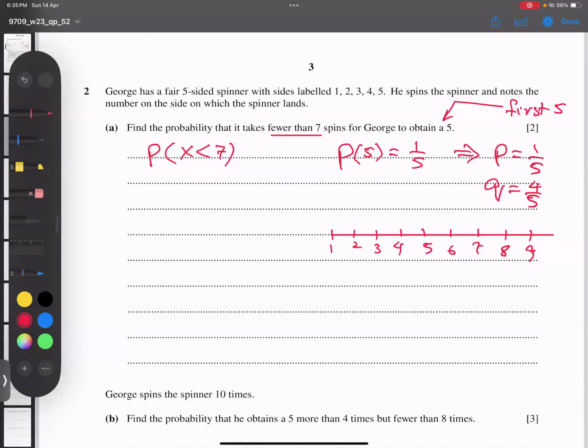He talks about fewer than 7. Fewer than 7 means 6, 5, 4, 3, 2, 1. I need these values. One long way is to find all these 6 answers.